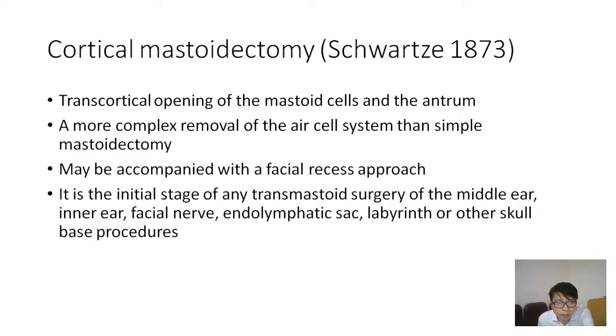Cortical mastoidectomy is a more complete surgery than simple mastoidectomy. So this will involve more complex removal of the mastoid air cell system than the simple mastoidectomy. This can also be accompanied with a facial recess approach, and this is also used as the initial stage for any transmastoid surgery of the middle ear, inner ear, facial nerve, endolymphatic sac, or labyrinth, or other skull-base procedures.